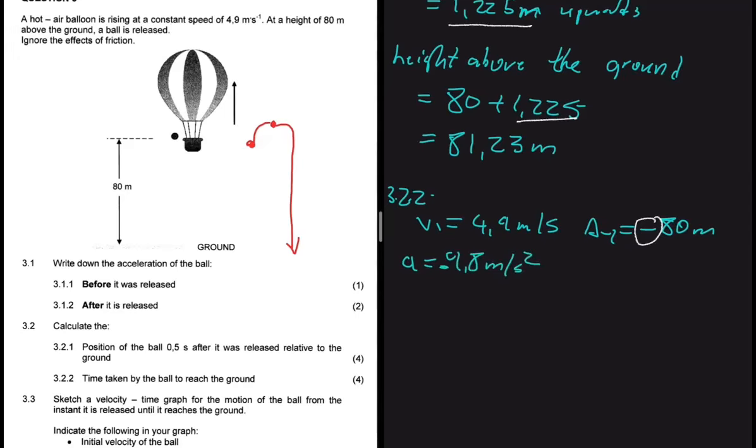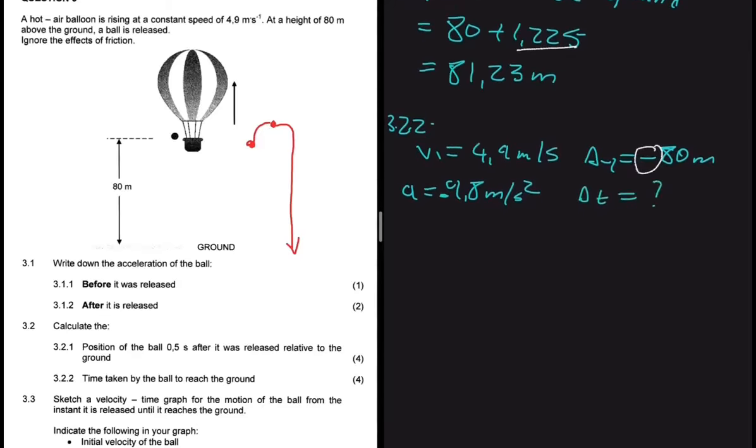What else do we have? I think that's it. And then we're looking for delta t. We're looking for delta t. So we can use the equation delta y is equal to Vi delta t plus a half a delta t squared. But if we use this equation, we're going to end up with delta t and delta t squared being unknown, and we will have to solve a quadratic equation. And I don't want to do that.